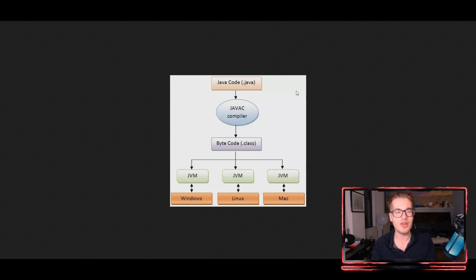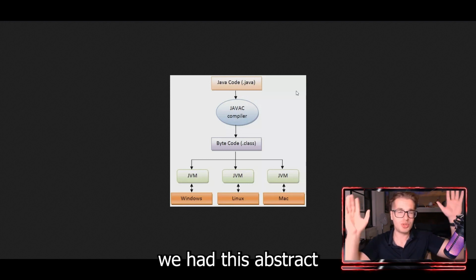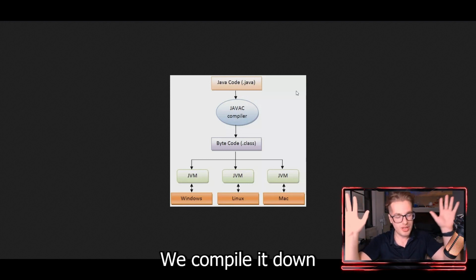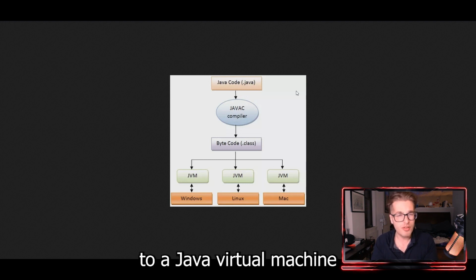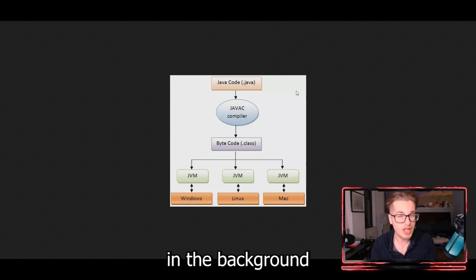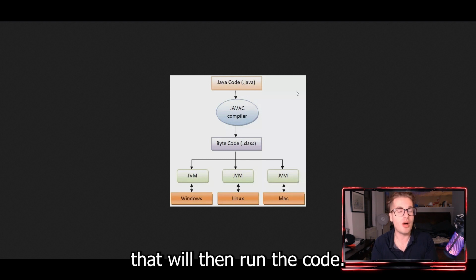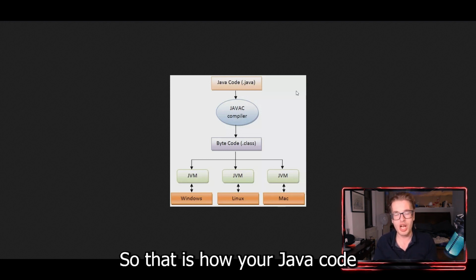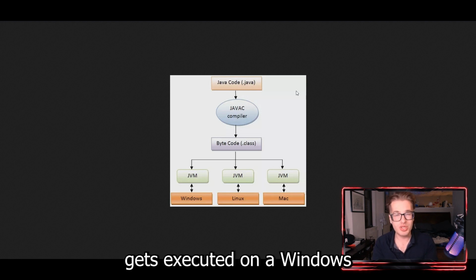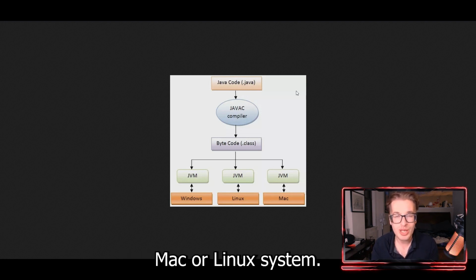It's kind of like we had this abstract thing called text, and we compile it down into something that's a little bit more meaningful. Then depending on if it's a Windows, a Linux, or a Mac system, we send that bytecode to a Java virtual machine that's running in the background that will then run the code. So that is how your Java code gets executed on a Windows, a Mac, or a Linux system.